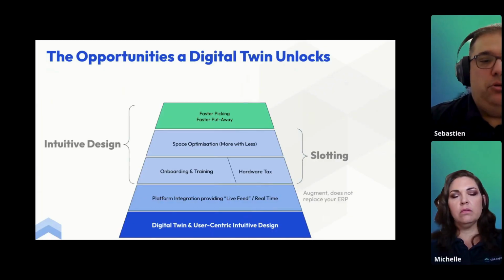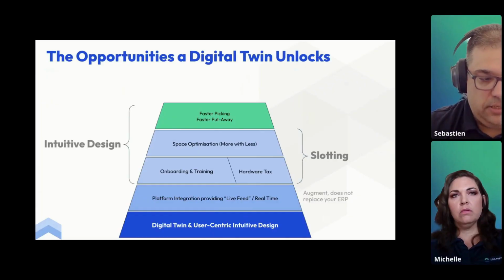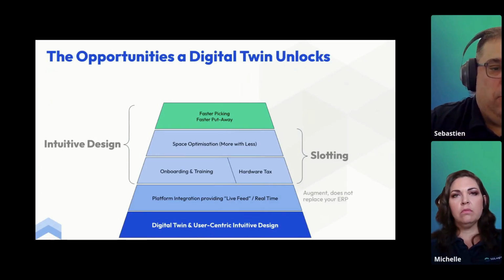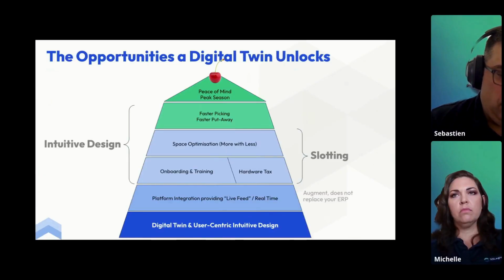But then when you combine all of those with, yes, the intuitive design, the fact that everything is a lot more visual, then faster picking and faster put away, faster receiving as well. So this is where you start getting into the real sort of tangible savings and efficiency gain. And ultimately, when things are going a little bit faster, a little bit smoother, when it's possible to onboard people a bit faster, then all of a sudden peak season is not as stressful as it used to be.